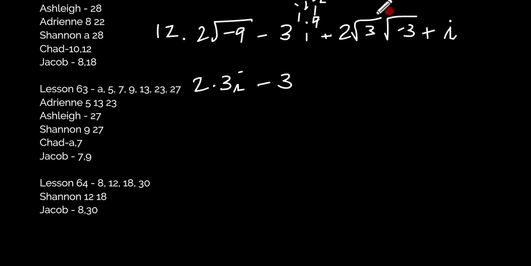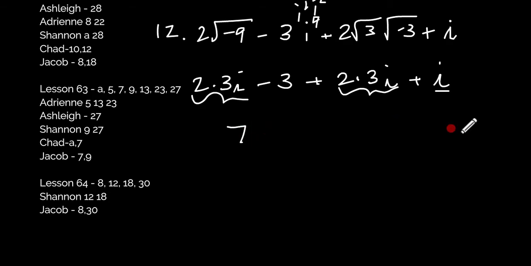You got to pop your i out of these right here, so it's going to be plus 2. Square root of 3 times the square root of 3 is 3, but we pop the i out of the second one, plus i. I'm really doing this the speedy way. So this is 6i, and 1i, it would be 7i. I'm going to put them in the right order though. You should put your real number first, negative 3 plus 13i.